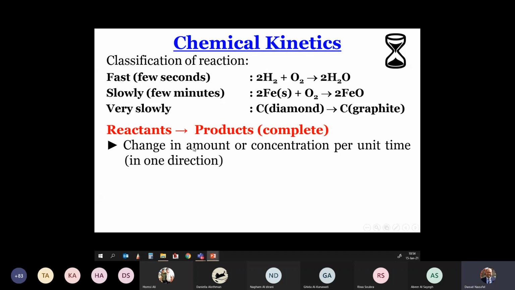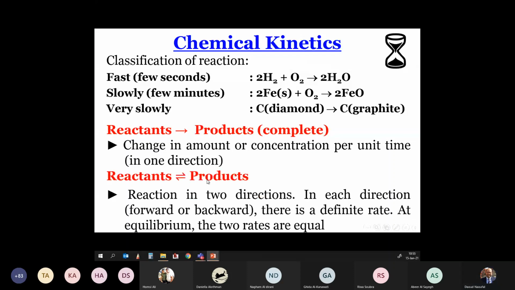We have two types of reactions. We have a reaction which is complete. That means this reaction proceeds until t equals infinity, and we calculate the change in amount or concentration per unit time, and this reaction is in one direction.